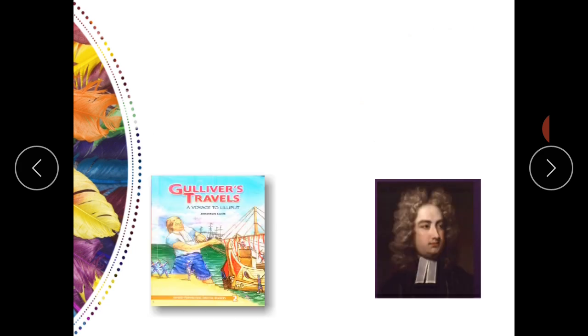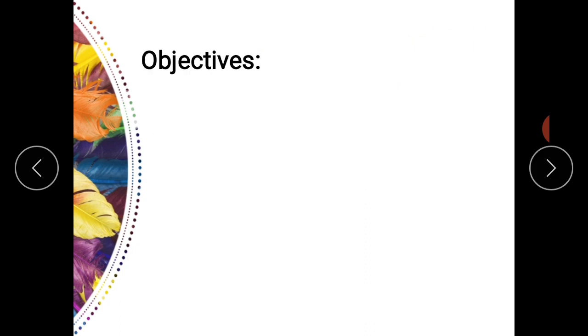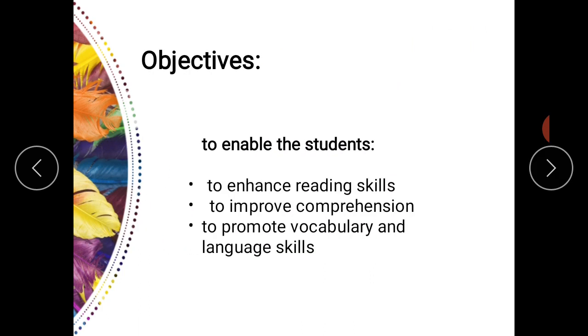Now let's come to today's lecture, Gulliver's Travels. That's written by Jonathan Swift. For that, you have to open up your novels, page number 7. The objectives for today's lecture are to enable the students to enhance reading skills, to improve comprehension, to promote vocabulary and language skills.